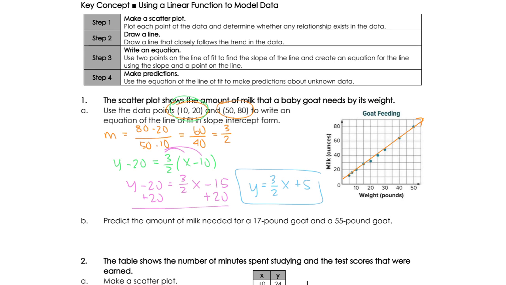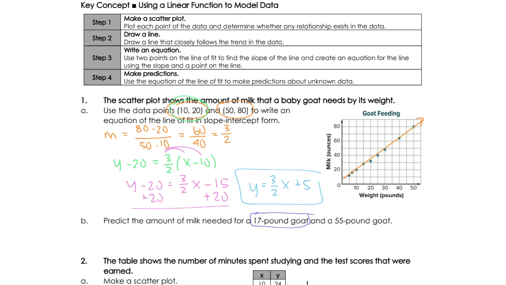Now, this says to predict the amount of milk needed for a 17-pound goat and a 55-pound goat. I guess I am just realizing that I never talked about what the scatter plot represented. So this is about a goat feeding based on the weight. They're trying to predict how many ounces of milk a goat would need based off of its size. So the first thing we're going to do is start with the 17-pound goat.